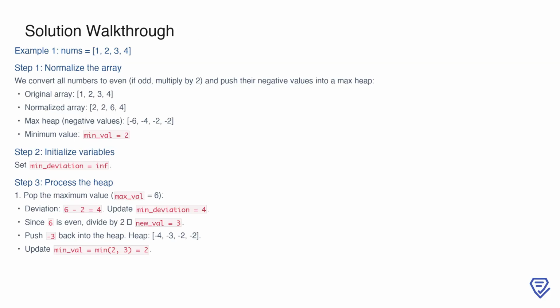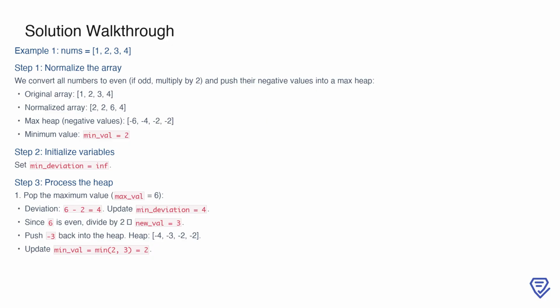To solve this problem, we start by normalizing the array. The goal of normalization is to ensure all numbers are even since even numbers can be halved, reducing their value while maintaining flexibility in adjustments. For example, in the array 1, 2, 3, 4, odd numbers are multiplied by 2, resulting in the normalized array 2, 2, 6, 4. Next, we build a max heap using the negative values of this array, giving us -6, -4, -2, -2. This allows us to efficiently retrieve the largest value. Additionally, we track the smallest value in the array, which is 2 in this case.